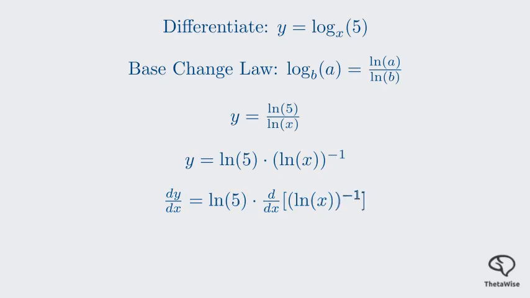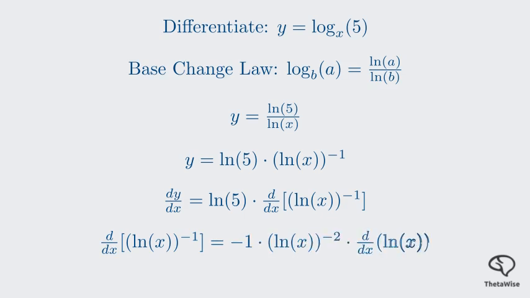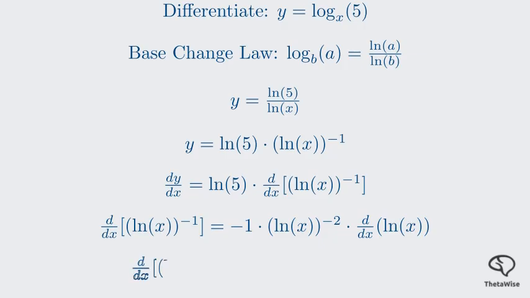Let's find that derivative using the chain rule. The outer function is something to the power of -1. The derivative is -1 times something to the power of -2. The inner function is ln x. Its derivative is 1 over x. So we multiply by 1 over x.